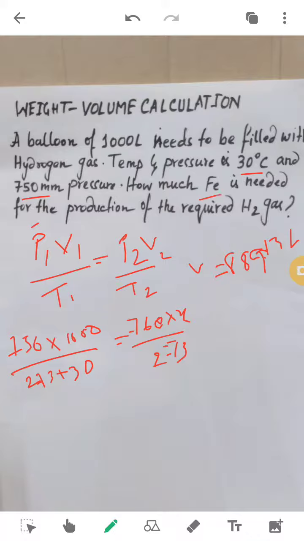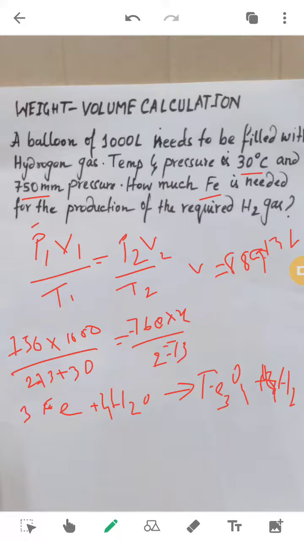Now how much iron do you require to get that? First, iron gives us hydrogen gas. How? Iron reacts with water to give us the iron oxide Fe3O4 plus hydrogen. And then we have to balance it. Just see, 3Fe plus 4H2O gives Fe3O4 plus 4H2. Now from the balanced equation, you have to find out what you are getting.